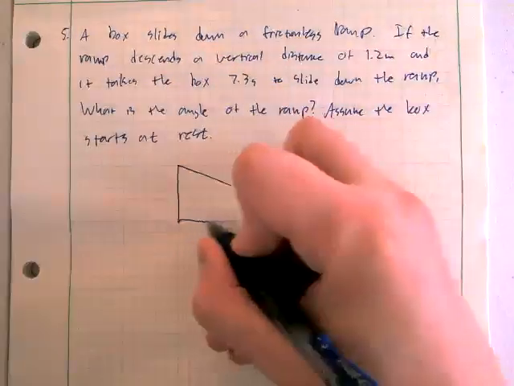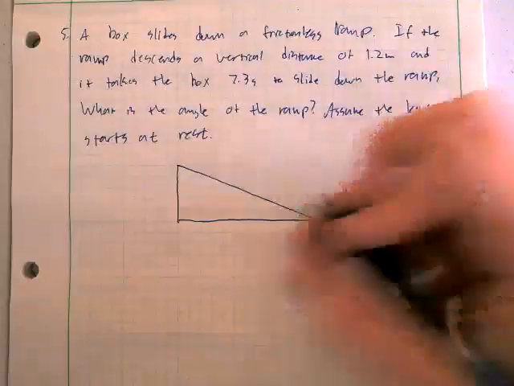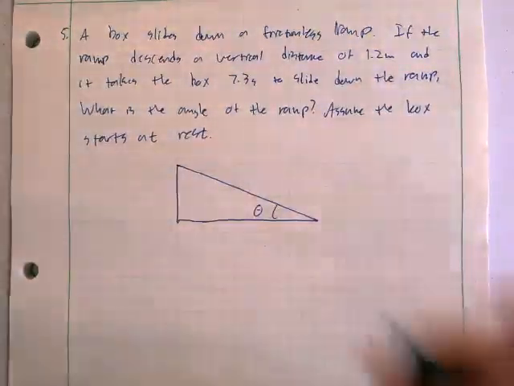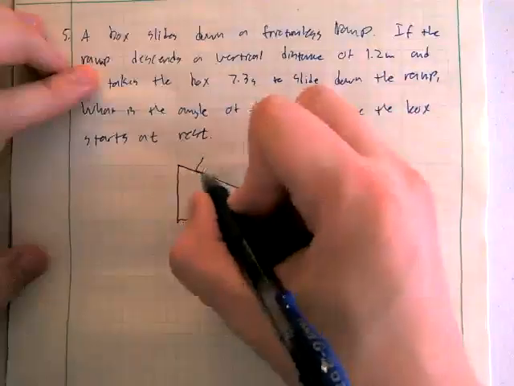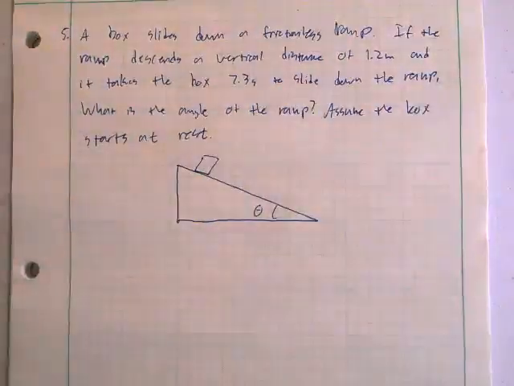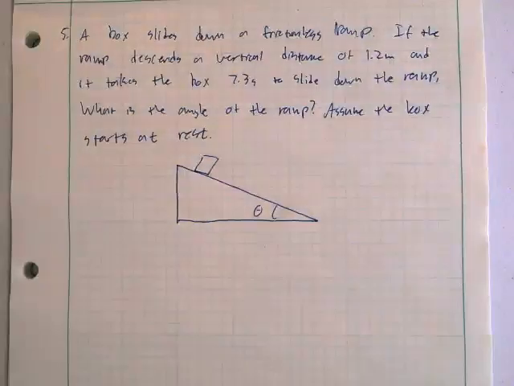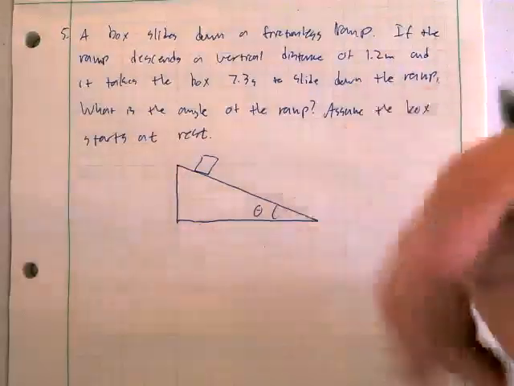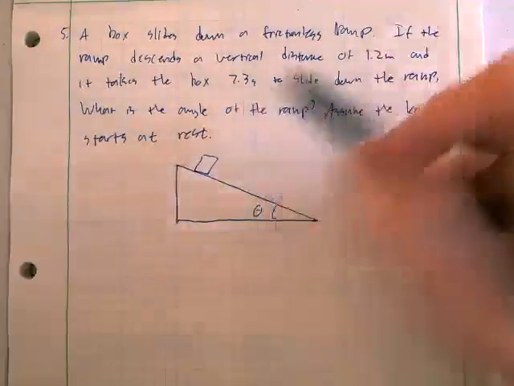It's going to look something like this. We want to know what this angle is. We don't know what it is. We have some sort of box, though, that's going to be sliding down the ramp. So we've looked at this problem before. You might already remember what the acceleration is. Let's go through all the steps to derive what our acceleration is going to be. And then from there, we actually need to do a quick kinematics problem with this one.